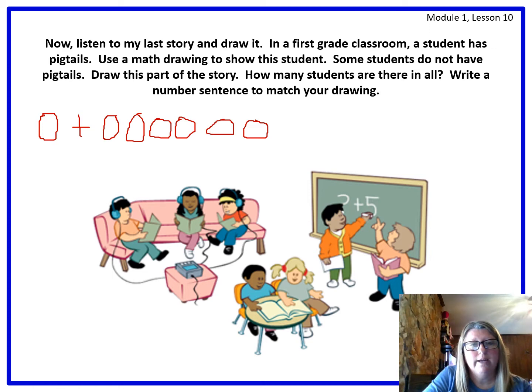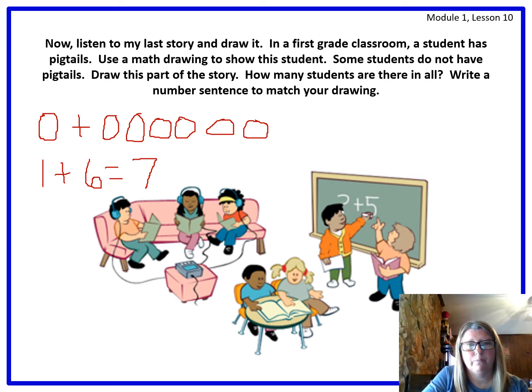So I know I have 1 here. So 1 plus 1, 2, 3, 4, 5, 6. So I know there are 6. So let's see. So I have 1 here, 2, 3, 4, 5, 6, 7. So there are 7 students in all. So our number sentence is 1 plus 6 equals 7. Good job, boys and girls.